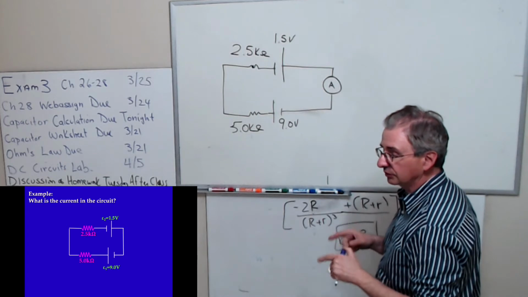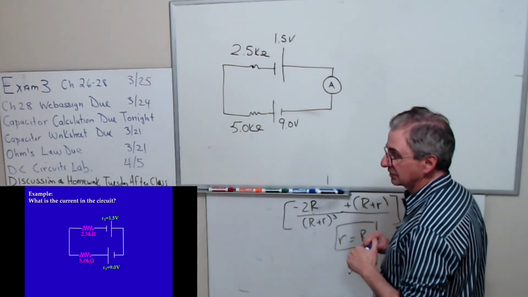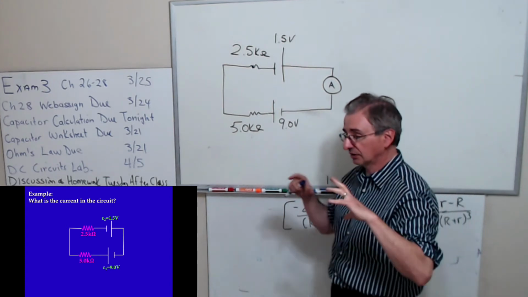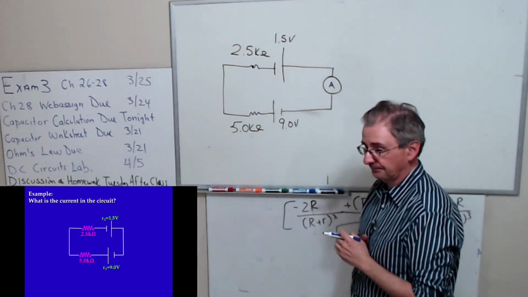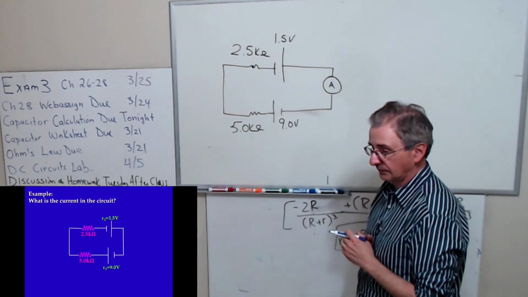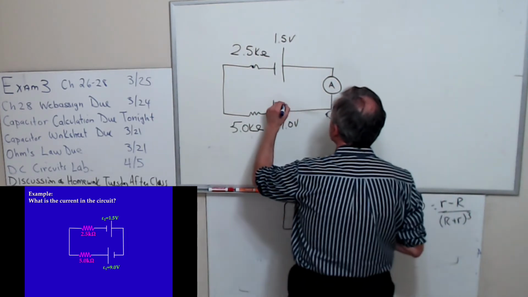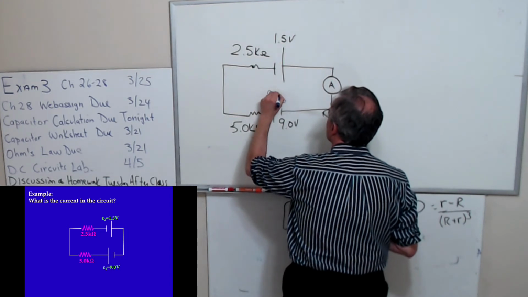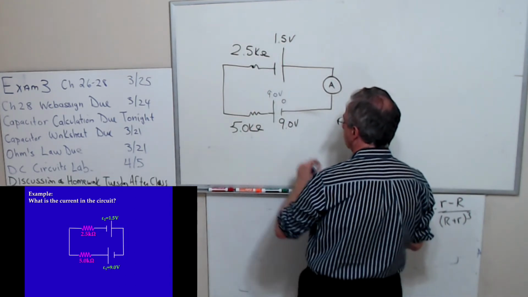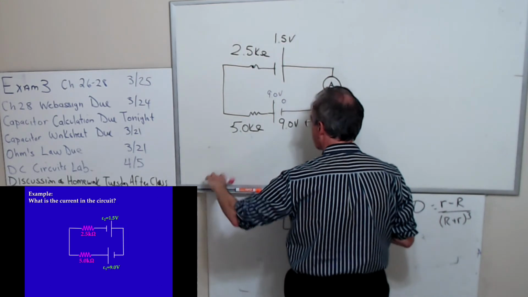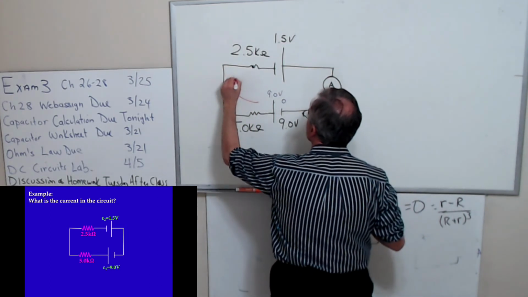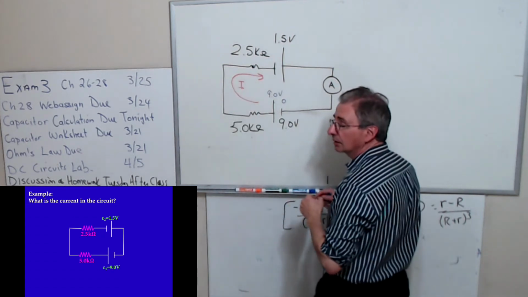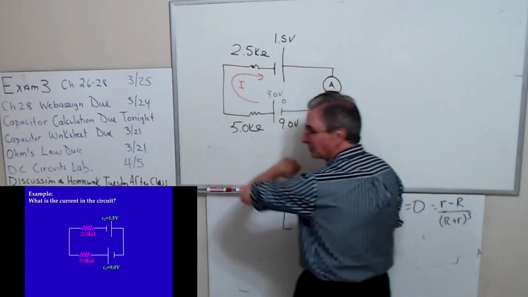The sum of the voltage drops is 0. Really, the sum of the delta V's, I should say, is 0. So let's say that this is at 0 volts, this is at 9 volts. If current goes in this direction, I could be wrong, but I'm going to choose the current to go in that direction.